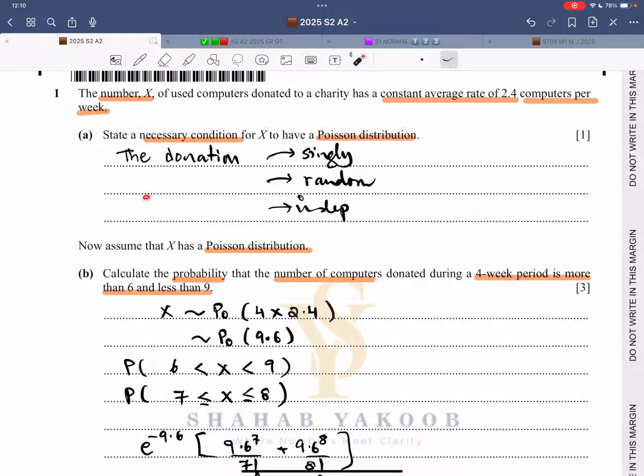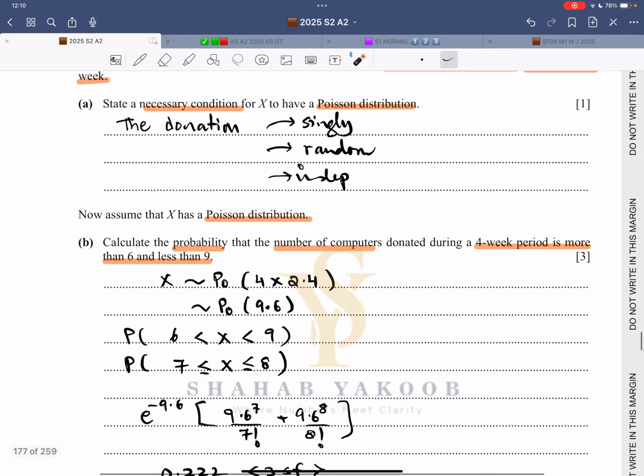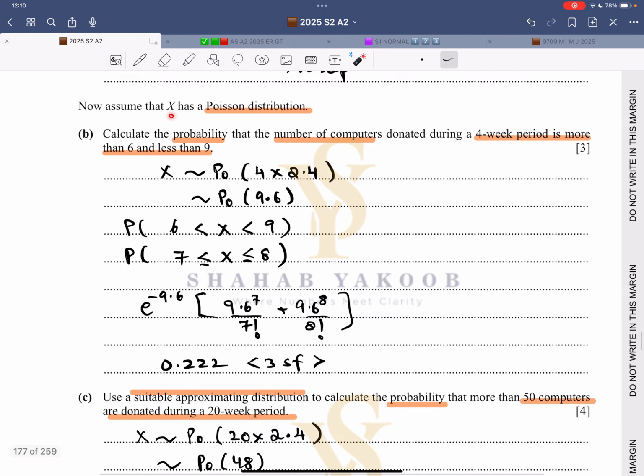Whatever reasoning you write, it should be in the context of the question. So, the donation is done singly, the donation is done randomly, on a random basis, and the donations are done independently of one another. Now, assume that X has a Poisson distribution.